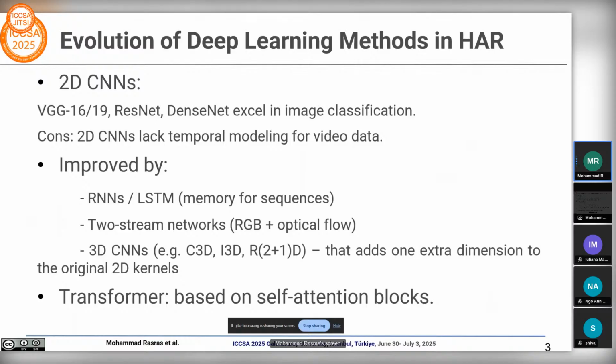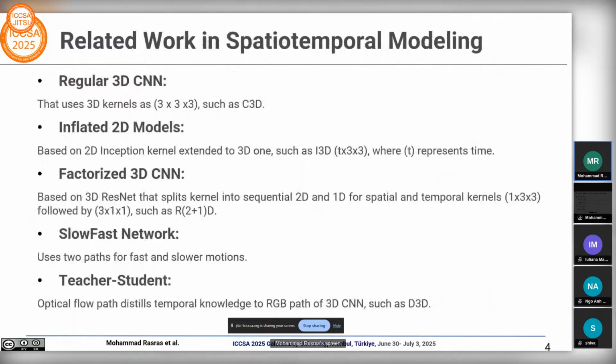Lately, the transformer, which is based on self-attention blocks, was introduced, and after its huge progress in natural language processing, it was applied to computer vision tasks and has also achieved competitive results. In the field of human action recognition, many methodologies were used. Here I focus only on those that focused on 3D CNNs.